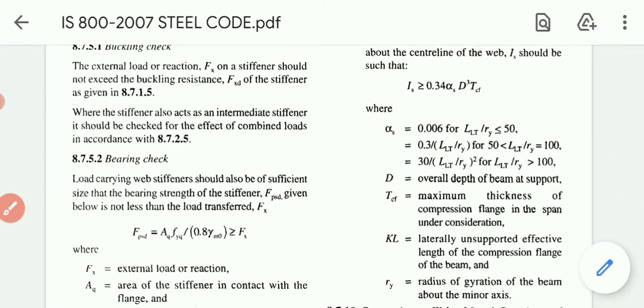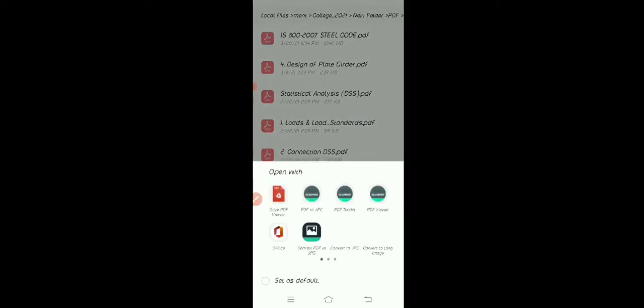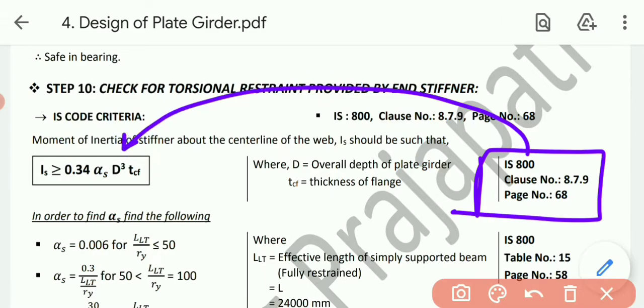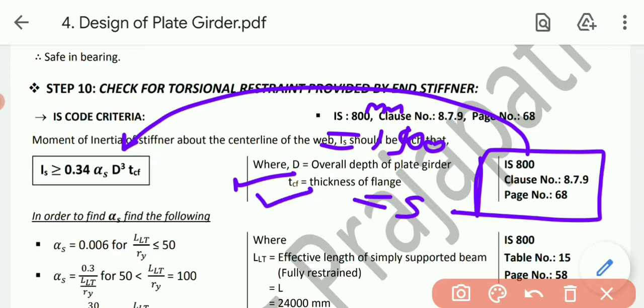Let's go back to the material. As per page number 68, the formula stands for IS should be greater or equals to 0.34 alpha s d cube TCF. Talking about unknown parameter d, overall depth of plate girder, I think it was 1900 mm, with 50 mm flange thickness and 1800 mm web depth. TCF, thickness of flange, that was 50 mm. So we have already D and TCF.